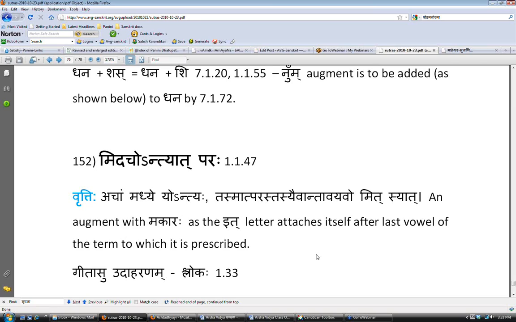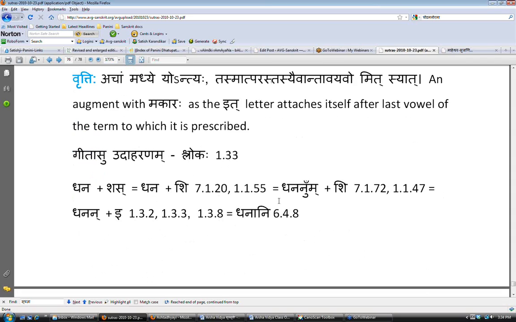And you know that the agama becomes a part and parcel of that. So now the angam is going to become jnanan. It says acha madhyeyo antyaha: among all the ach of the term in the shashti, you take the ending ach. Tasmat paraha, right after that. In this case, it's the akara in jnana. Tasya eva anta avayavaha, the ending part of that becomes mit. So that becomes an. This is a Gita example given in the document here.